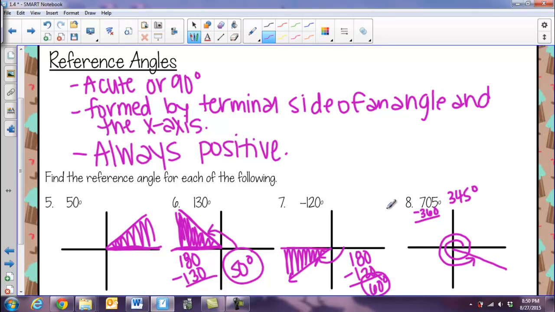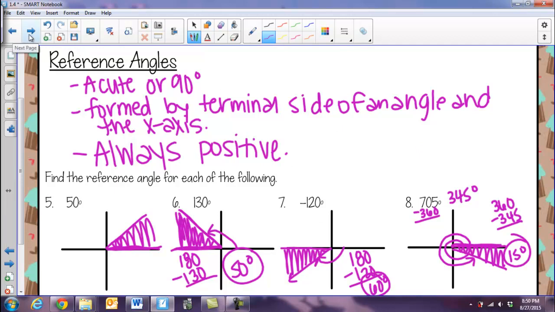Now, if I'm looking for the reference angle of that one, again, it's whatever's formed with the x-axis. So this would be your reference angle in there. So I could just take 360, subtract the 345 that I went around, and I would find out that was a 15 degree reference angle. Okay, so again, reference angles are always going to be less than 90 degrees or possibly 90 degrees. They're formed by the terminal side of the angle and the x-axis. So you always have to look, where is your x-axis, and then we're just going to call them positive even if they're underneath the x-axis.